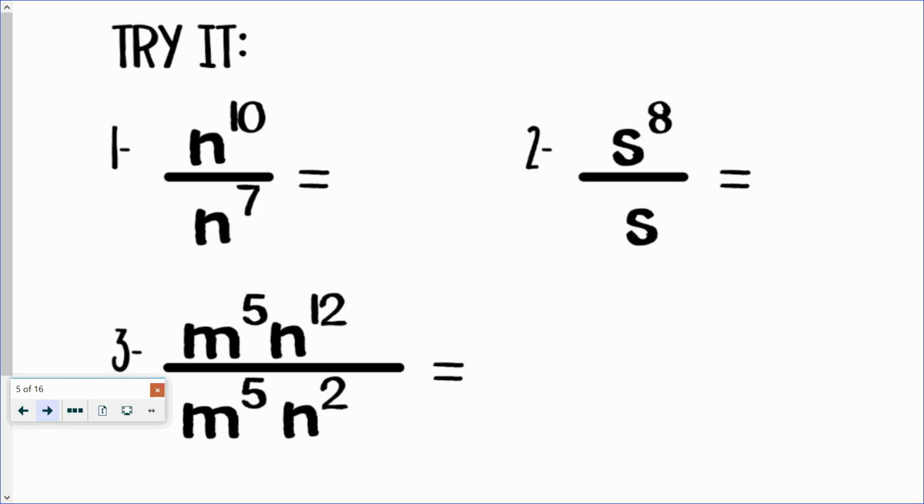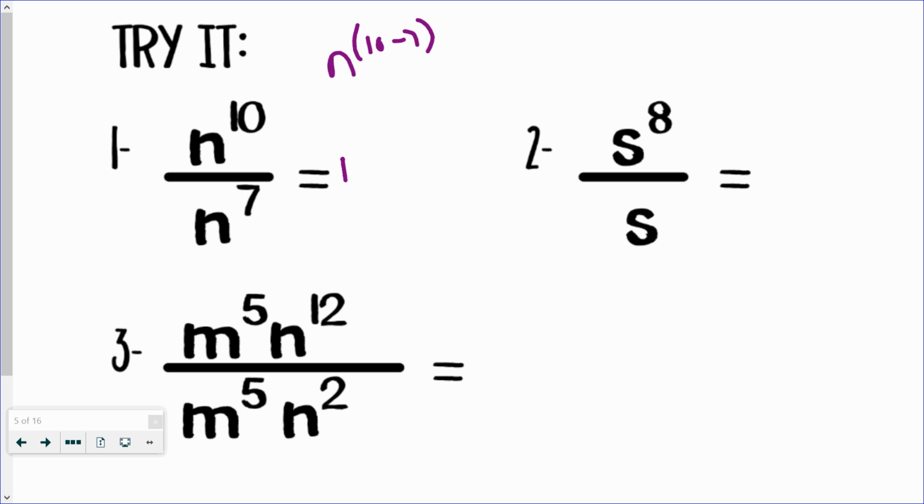This is the shortcut for the method over here. So again, pause the video and try these ones, and then we'll go over them when you unpause the video. Okay, problem number 1. n to the 10th, n to the 7th. So it's n to the 10 minus 7, which is n to the 3rd power. Number 2, s to the 8th, s to the 1st. It's really s to the 7th because 8 minus 1 is 7.